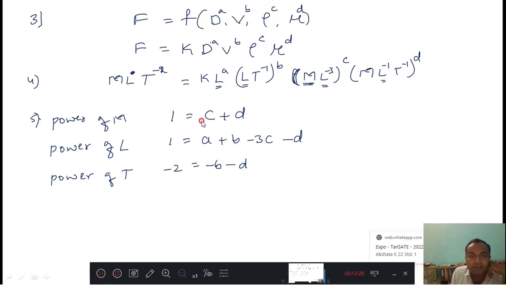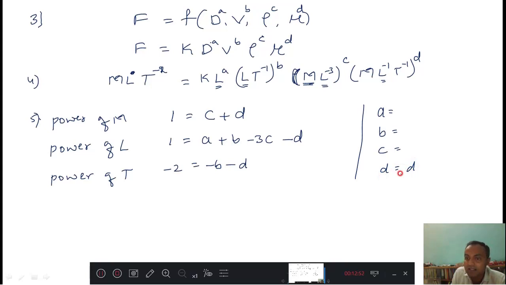Now these three equations are there and four unknowns are there. Therefore it is very difficult to get the a, b, c, d values. So here we need to keep one power as it is. I will express a, b, and c in terms of d, and d is already in terms of d only.